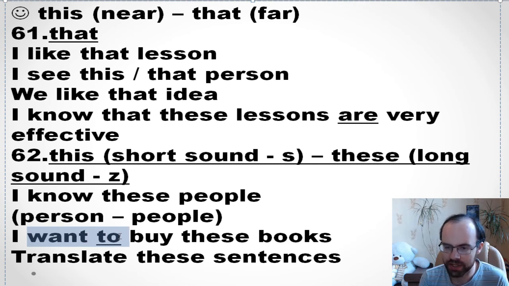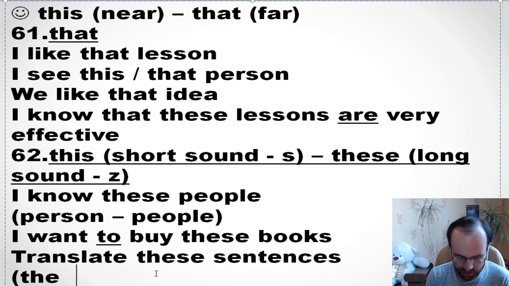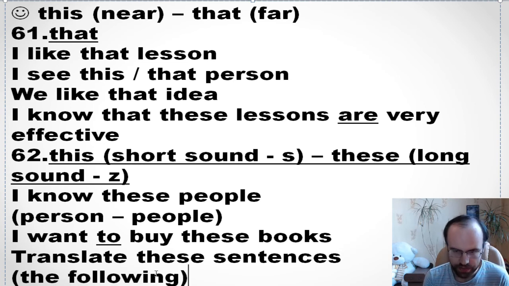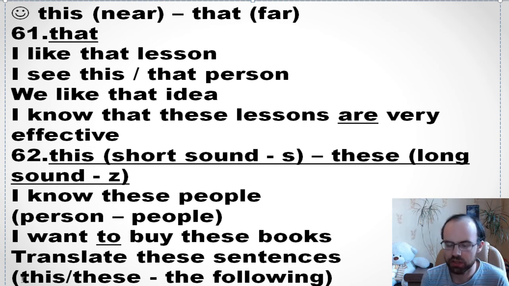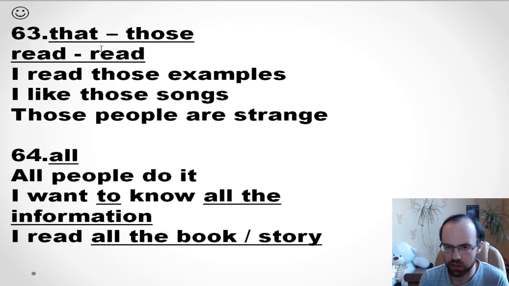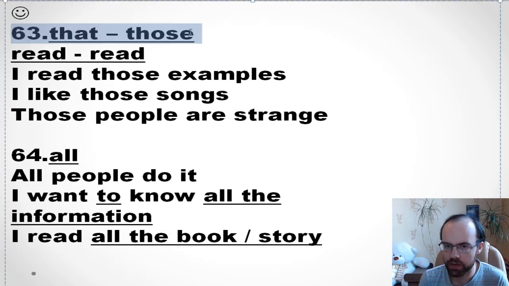Okay, translate these sentences. These can mean the following. So you can say translate these sentences, or translate the following sentences, or the following sentence. So the sentences we're talking about. Good. So that, those.